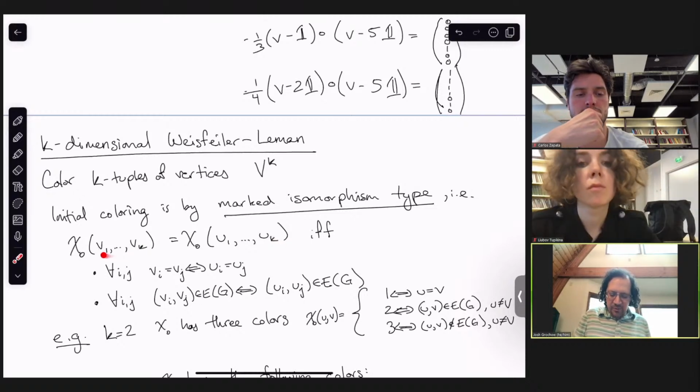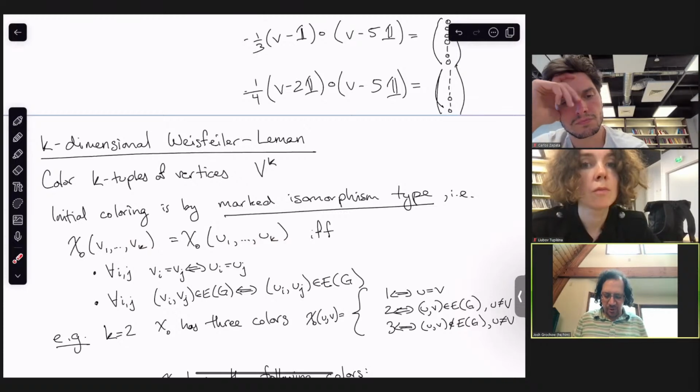And for any two of these vertices here where there's an edge in the graph, there must also be an edge in the graph between those two vertices here. Okay, so I'll do some examples here.